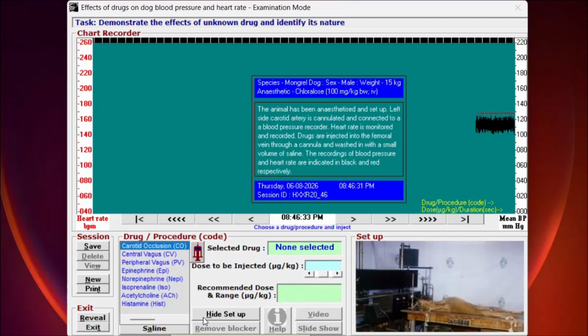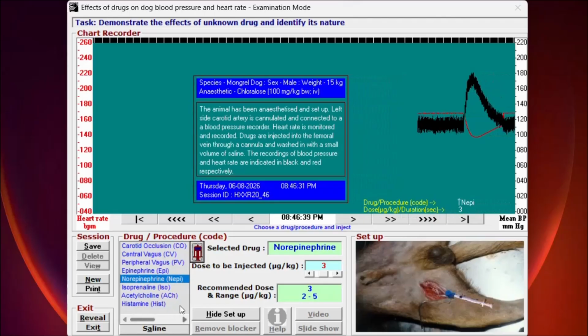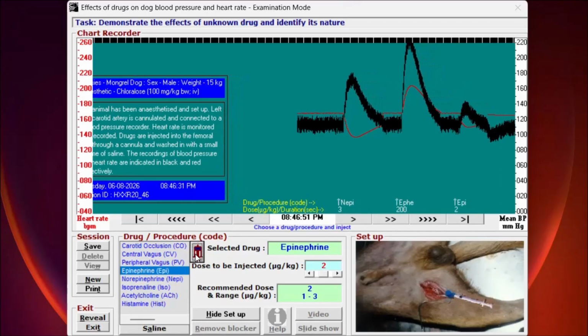Right. So we need increasing blood pressure, right. So first we will give norepinephrine, okay, we are getting increase in blood pressure. Then let's see which one we can give. Then okay, then we can give ephedrine. Again you can see there is increase in blood pressure. Then after that we will give epinephrine. Again you can see there is increase in blood pressure.